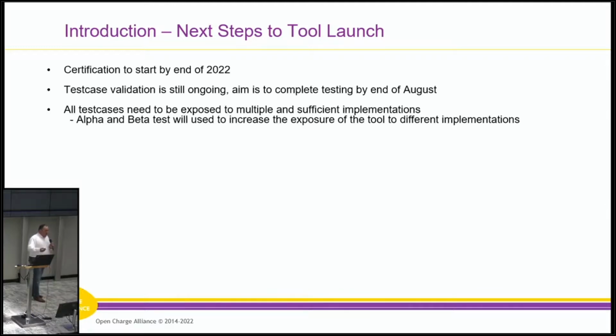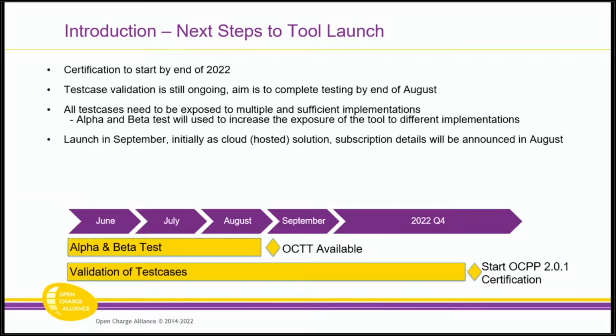Also alpha and beta tests, we're using them to increase the exposure, but we're not even sure that that will be sufficient, because something we also notice is that not everybody is implementing everything. So we are really struggling with certain corner cases on the test case side to find an implementation. So we're aiming for a launch in September. At least then we want to make sure that we have the tool available to whoever is interested in it. That also means that the alpha beta test will be extended, at least till end of August. And then you can see here the timeline that we have in mind.